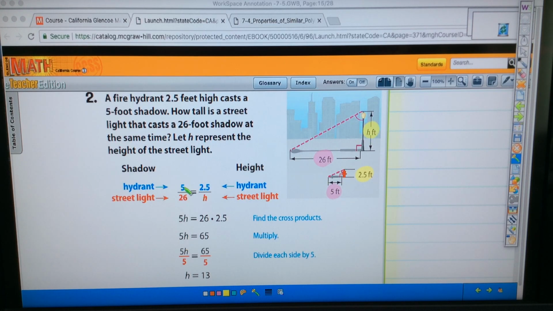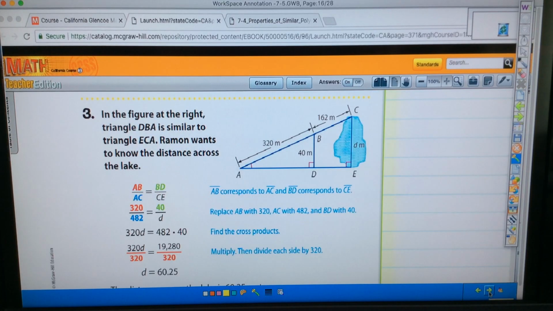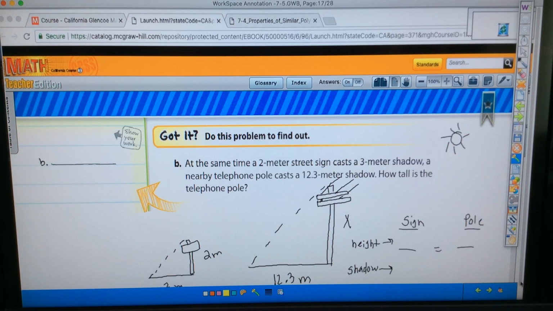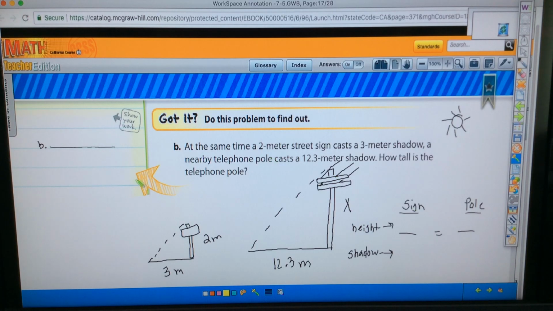So you're going to see they set it up slightly differently. They put 5 across from 2.5. So they're putting the hydrant's measurements up top and the street light measurements down below. It's going to work out. Just to be consistent with what I've done in previous lessons, I'm not going to model this way. I'm going to model a slightly different setup in terms of writing my proportion. And I'll show you that in example B. So let's look at example B, and then we'll come back to the last example 3.